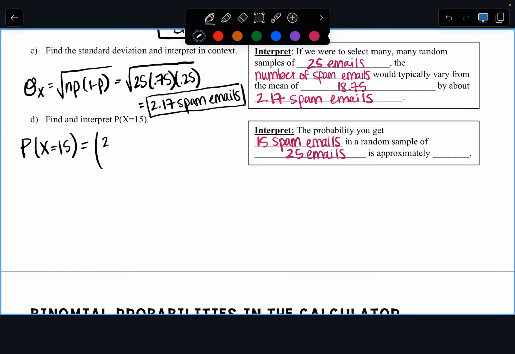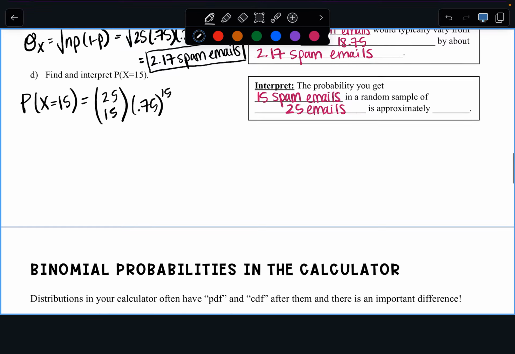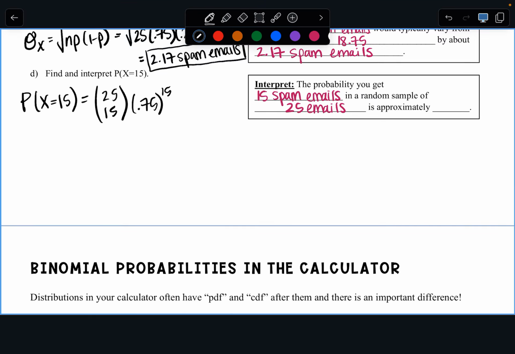So it's going to be 25 trials. I want 15 successes. The probability of success is 0.75, and there has to be 15 successes, so I'm going to raise it to the power of 15. I'm just plugging into the formula that we have at the very top. If I have 15 successes and my total sample size is 25, that means I have to have 10 failures. Those two exponents always should add to the total number of trials. So 15 and 10 make 25.